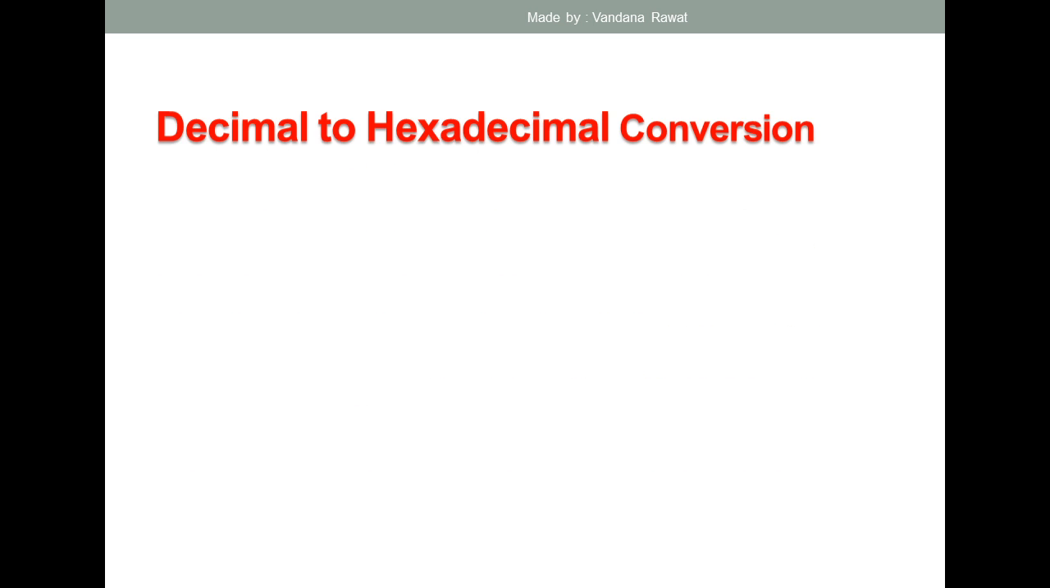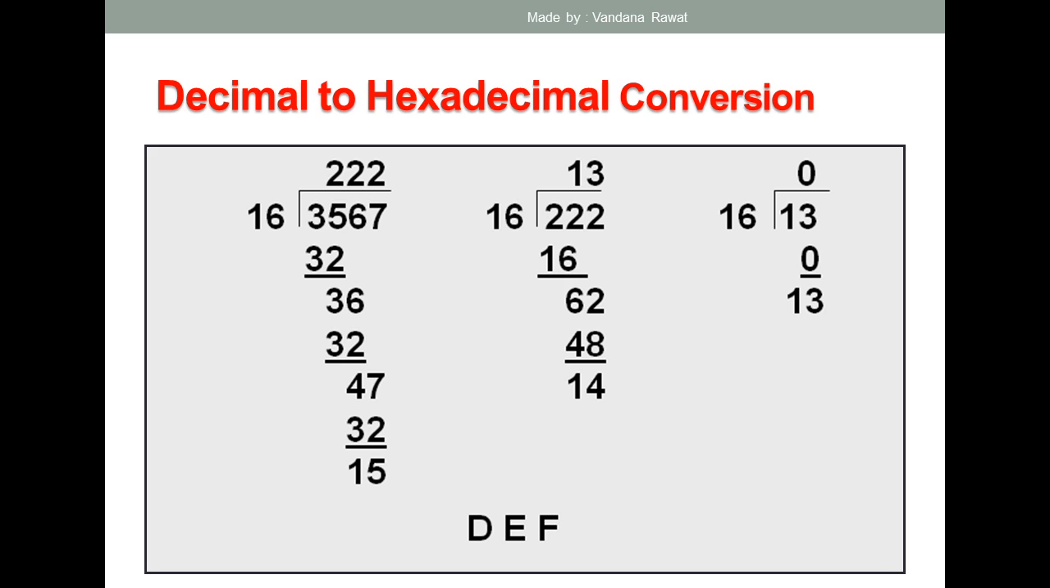Now come to one more example, that is 3567. This is one decimal number. You just convert it into hexadecimal. You can try it on your own, but I'm telling you how to convert it if you have not understood. First of all you divide this number by 16.